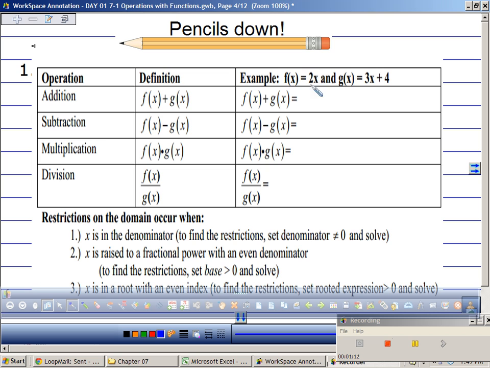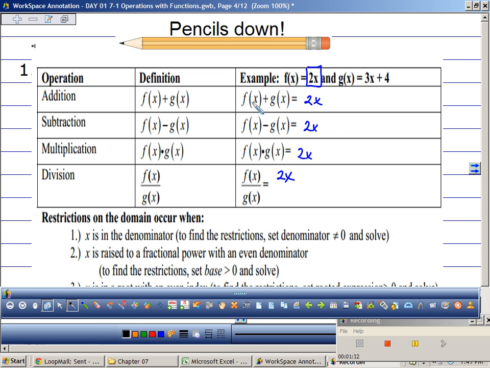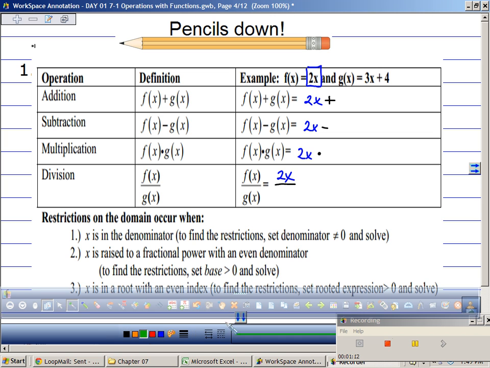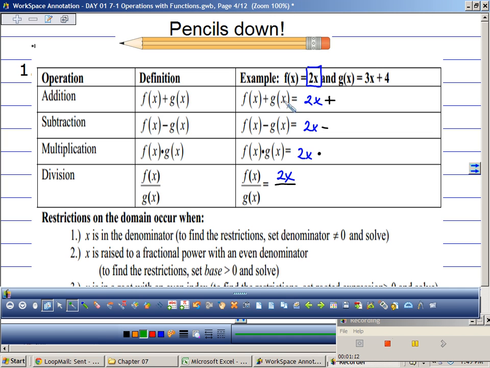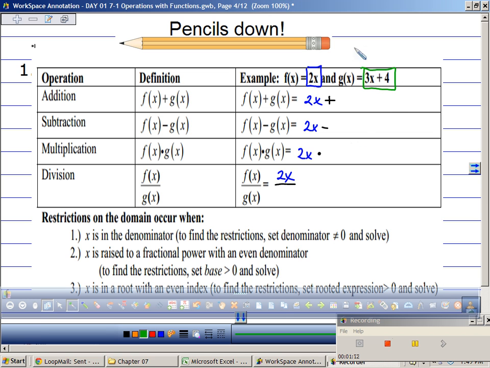For instance, this first one, if I'm talking about f of x, every time I see f of x, I'm going to substitute it for 2x. See how I have f of x in each one of these? So I've got 2x, 2x, 2x, and 2x. The first one says we're going to add this function to this function. So I'm going to add on this one, subtract on this one, multiply on this one, and divide on this one. Now I'm going to change my color and say, okay, now it's saying I'm adding f of x, which I know is 2x. I'm going to add that to g of x, which I know is 3x plus 4.